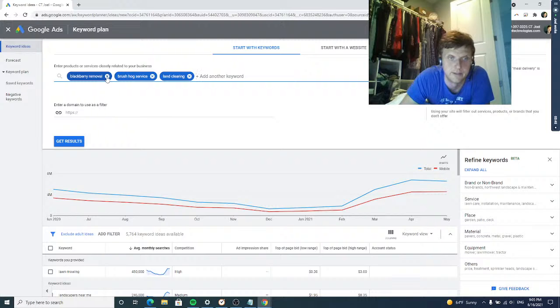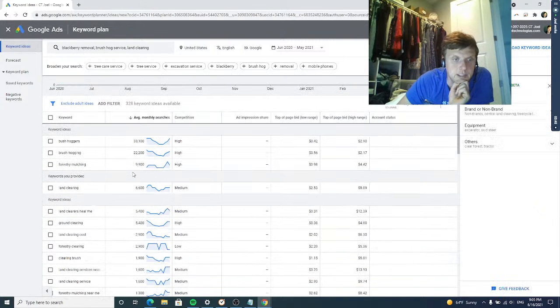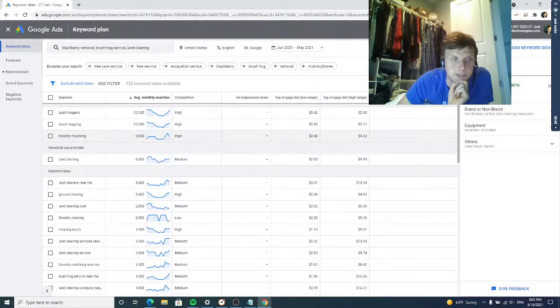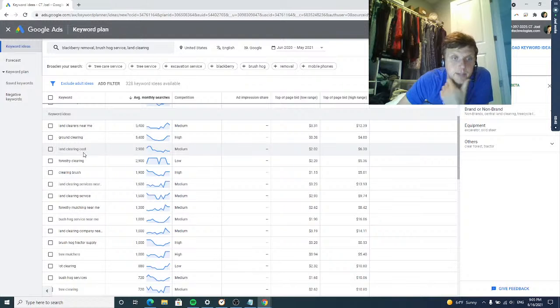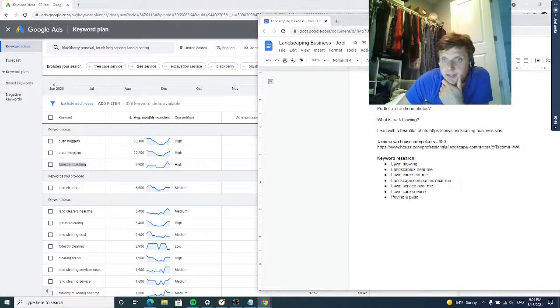There's some keywords along those lines that I think will also turn up some interesting results. Brush hogging, that's not what I'm looking for. Forest mulching, which I don't do, I don't have the machine for it. Could potentially do it down the line though. There's a lot of searches on it actually. I'll make a note on that.